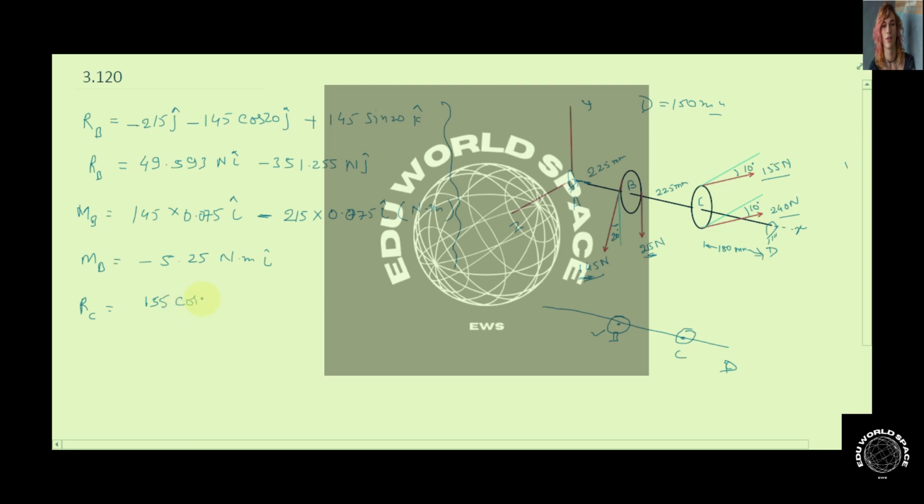155 cos 10 minus k cap, and 155 cos 10 minus k cap plus 240 cos 10 again minus k cap, and plus 155 sin 10 minus j cap plus 240 sin 10 minus j cap. So we can calculate these values.